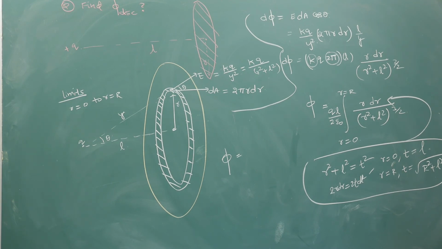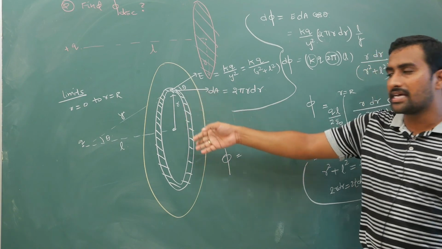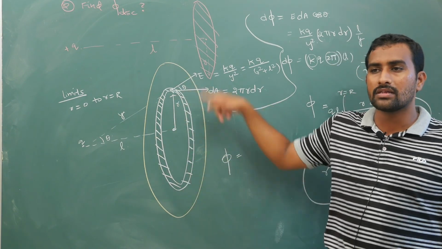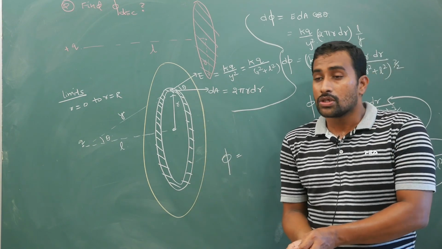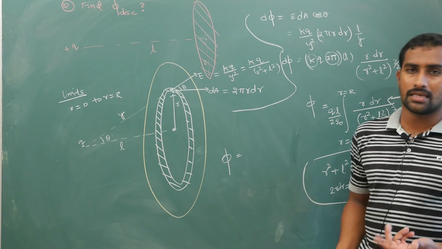Okay, so now this is your basic method. Here we don't have a constant electric field, so we can't directly give the answer as E times pi r square, because at this point the electric field is different. Everywhere on the disk, at different points, it is different. So if you do this method, the answer is lengthy.